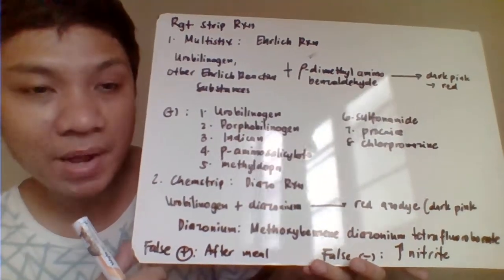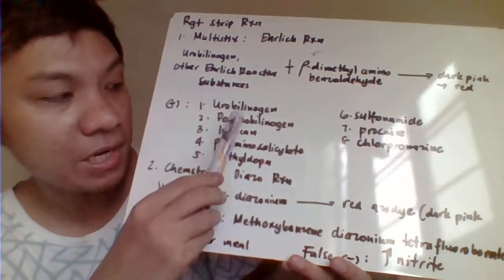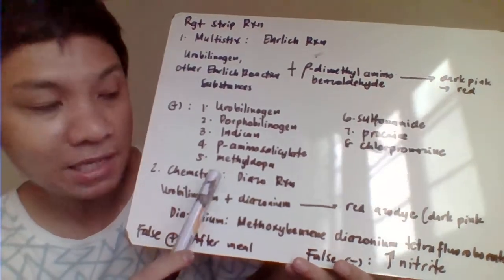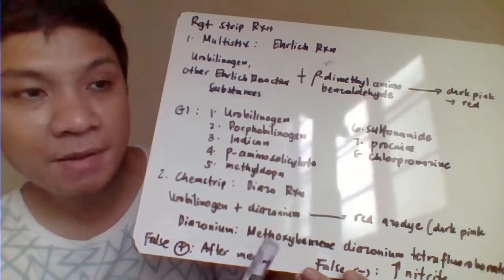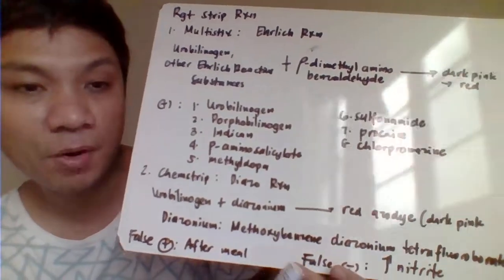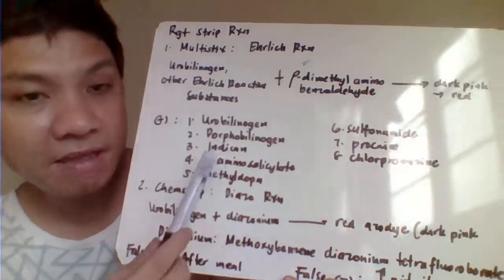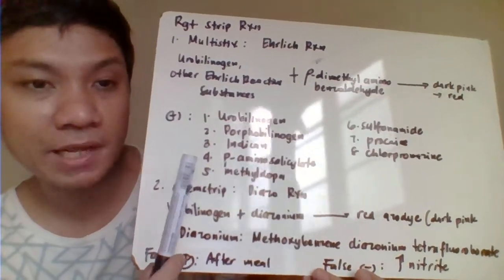Your other Ehrlich's reactive substances include here your porphobilinogen, indican, para-aminosalicylic acid, methyldopa. We have also here sulfonamide, procaine, and we have also chlorpromazine. So all of these will eventually give a positive result in your Multistix.